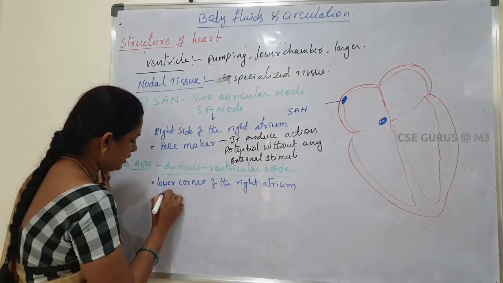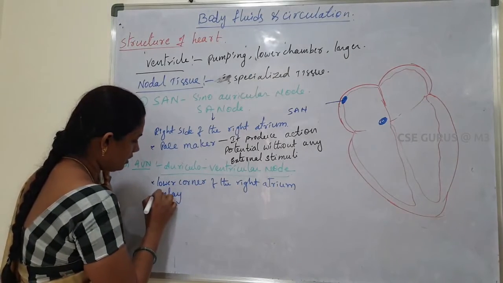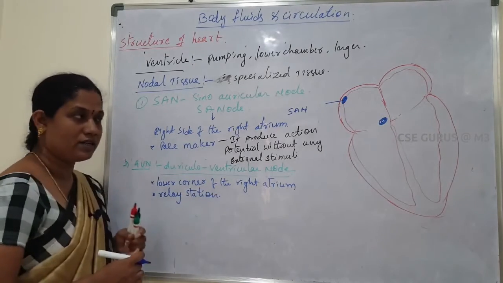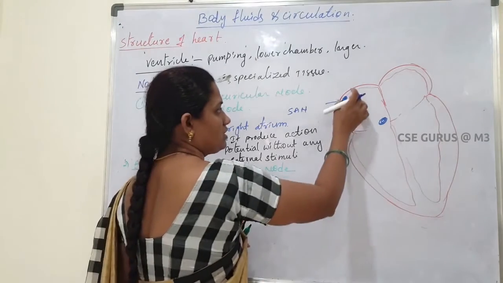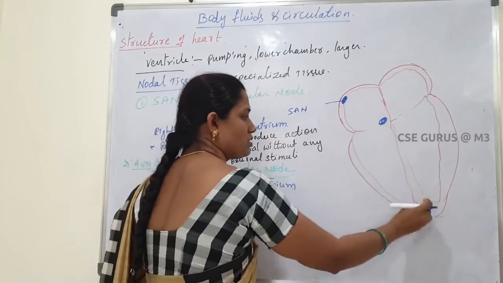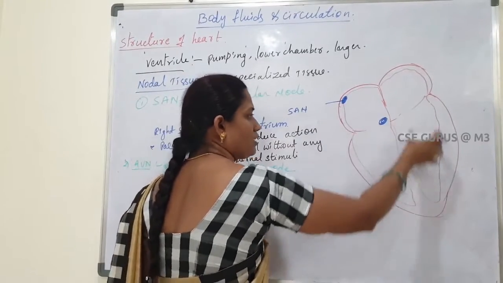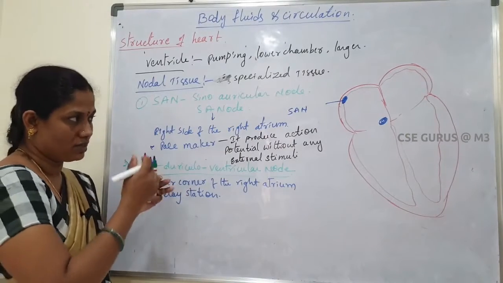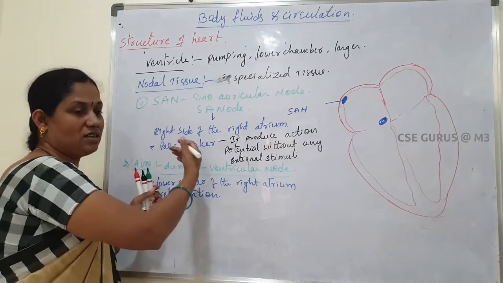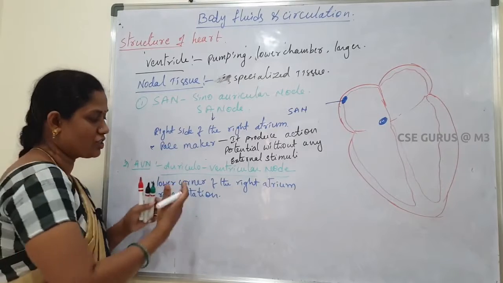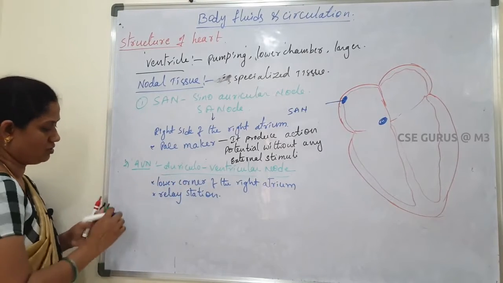This is also called the relay station, which means it receives the impulses from the SA node and transfers them to the next part of the nodal tissues. It transfers the impulses from the SA node to the remaining parts. That's why this is called the relay station.